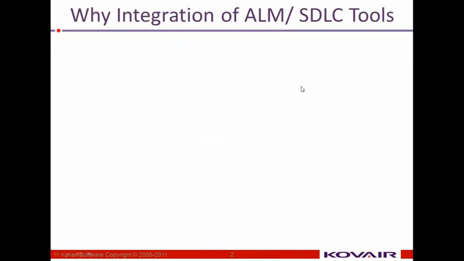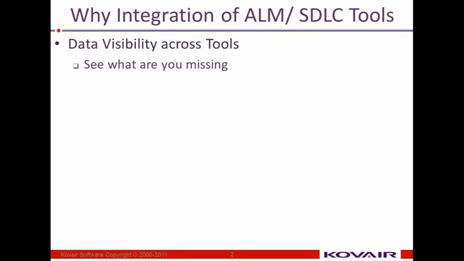Okay. So let's start with the basic question. Why do we need to integrate different ALM or SDLC tools? Now, the first goal of integration is kind of obvious. It is for the data visibility of objects from one tool to the other tools, what we call the data plumbing. But the data plumbing is just the tip of the iceberg. This is just the first goal. You should be able to achieve much more than that.